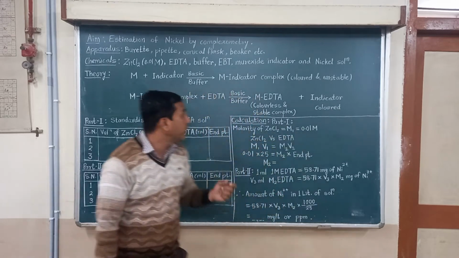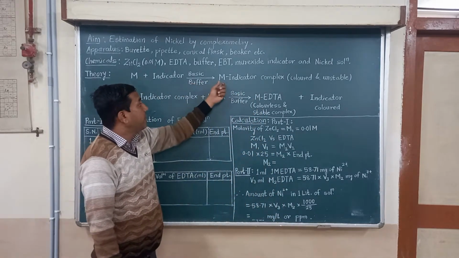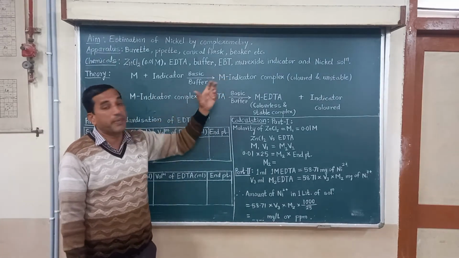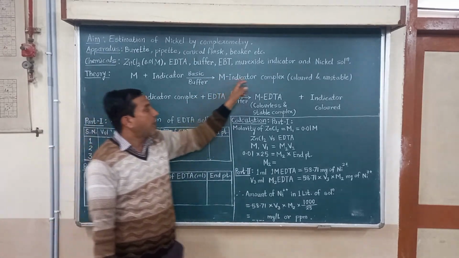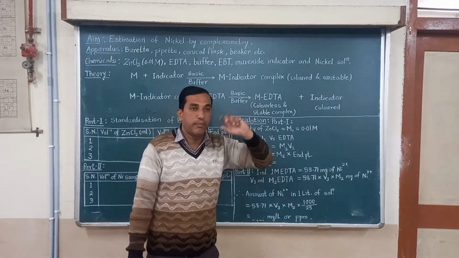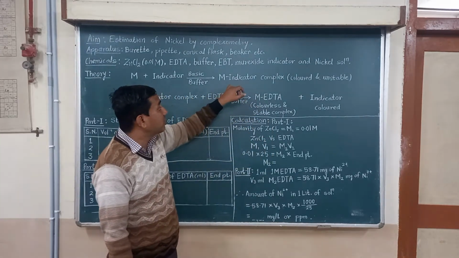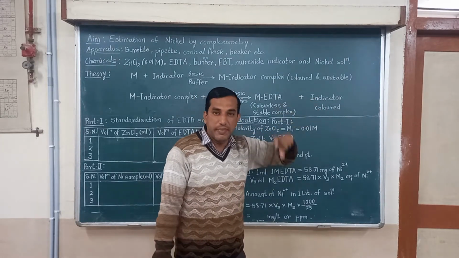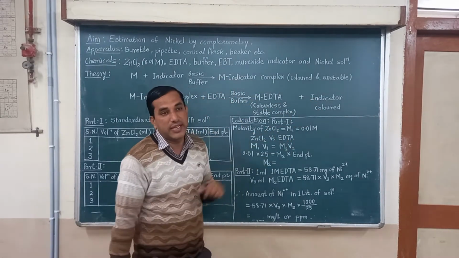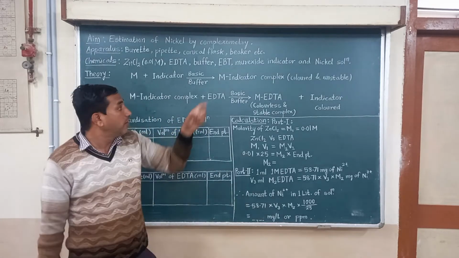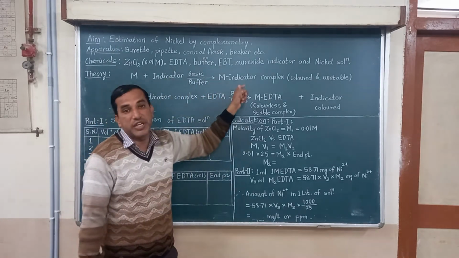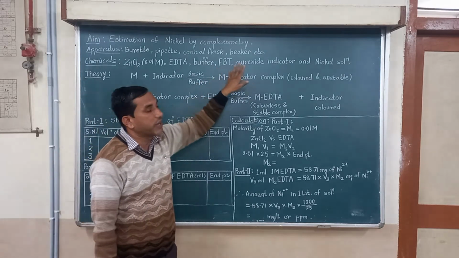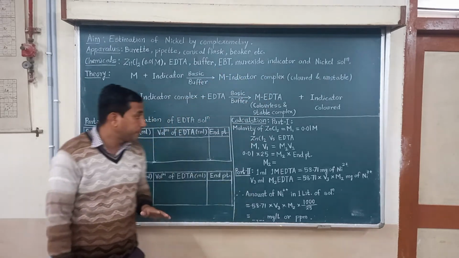Here, in the first part, we are using EBT, and EBT forms a complex with zinc, and that complex is wine red in color, and the color of the EBT is blue, and that's why the color changes from wine red to blue, because blue is the color of EBT, whereas wine red is for the zinc EBT complex, and that's why we are using a metallochromic indicator in this particular titration.